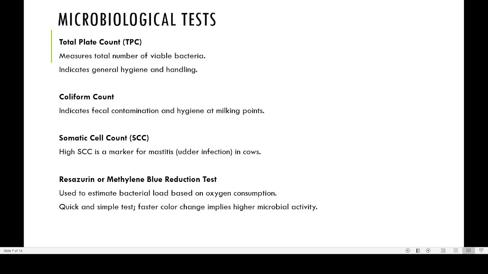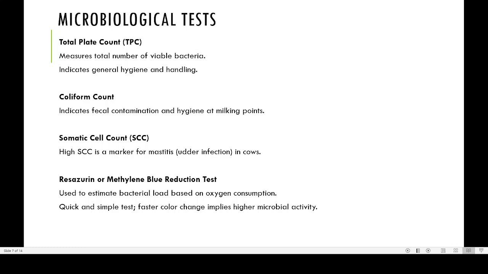If they have some disease, there is a high possibility that the bacteria can reach the milk from the hand of the person, and that can also reach the person who is drinking it. So that is why it should be collected ensuring proper hygiene, especially hand hygiene, and the person should be free of any kind of disease also. Then another is the coliform count, which indicates fecal contamination and hygiene at the milking point.